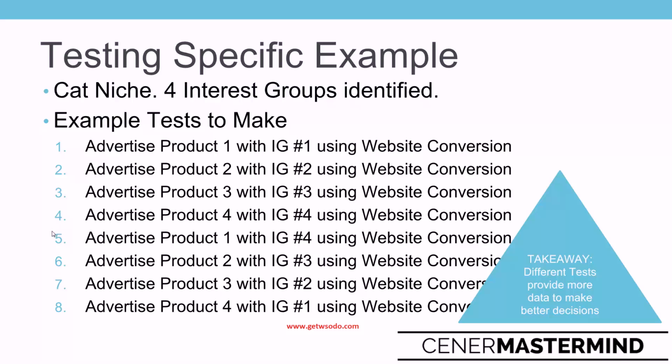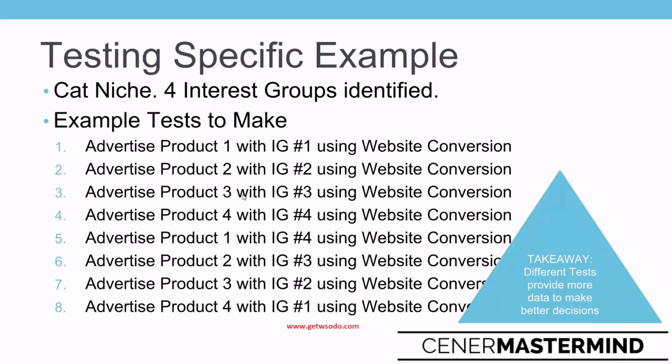Then you would move on to phase 2 of your testing, where you would literally go and change up the matching. Over here we have product 1, but instead of advertising it with interest group 1, we're advertising it with interest group number 4 this time, okay? 5, 6, 7, 8, these are optional, right? They're optional in the fact that you don't have to do them from the start. You'd only do them if the ad data calls for more tests. And again, you'll understand how to read that data later on. But 1 through 4 is what you'll do every time, every niche, every test. You're going to find 4 products, 4 interest groups.